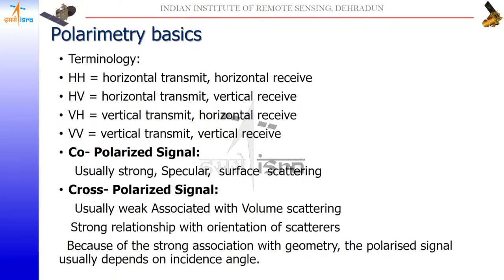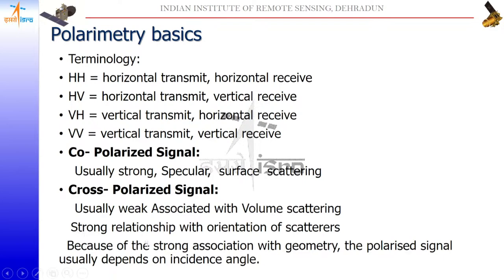Okay, so when we transmit H and receive H, that is called co-pol, and VV is also co-pol. HH and VV are co-polarized signals or co-polarized images. They are usually strong, and specular and surface scattering will happen. And cross-polarized signals, where we are sending H and receiving V, are associated with volume scattering. I will tell you what volume scattering is.